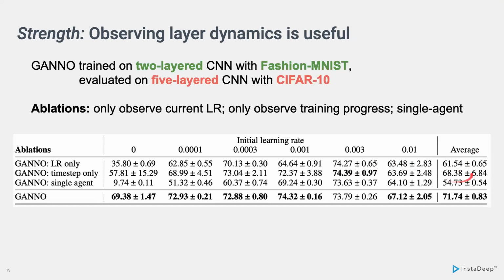But it's not necessarily as robust. And you see that at, again, a bad initial condition, it can't actually recover that performance, right? And so with an initial learning rate of 0, this thing kind of falls apart, and you see this high variance in the average. The single agent just doesn't do as well. And this is very encouraging for the MARL case. And here we see that GANNO does quite well across the board.